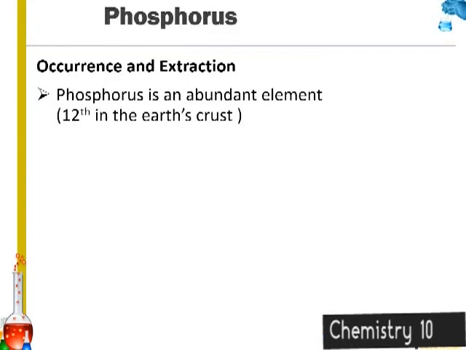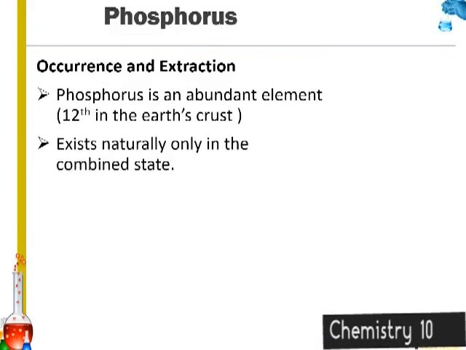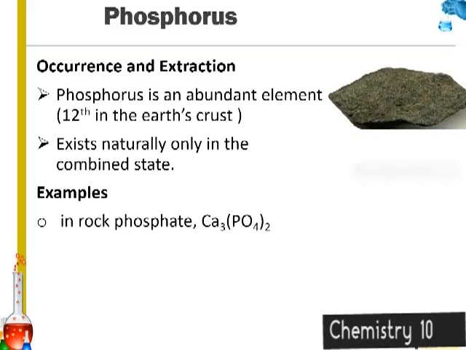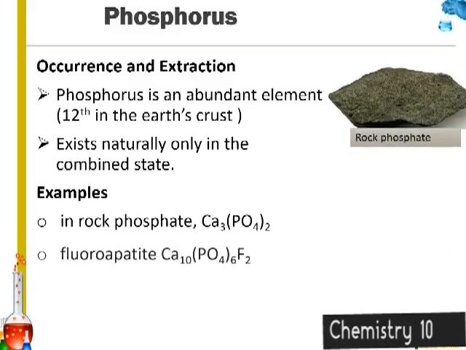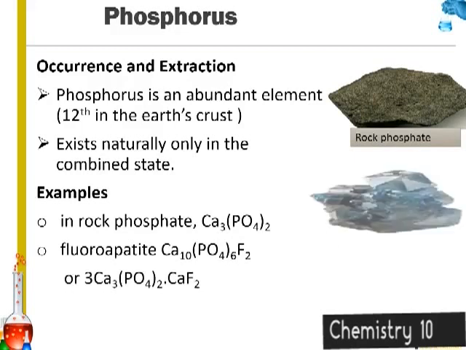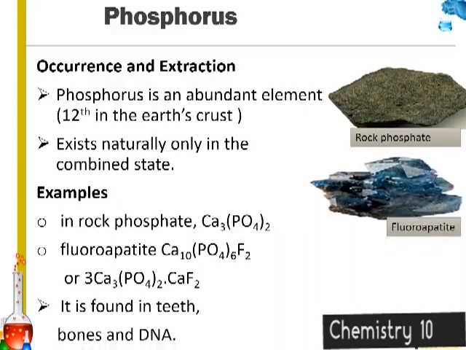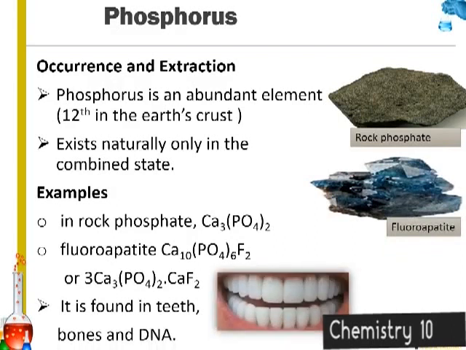Now we'll move on to talk about phosphorus. Phosphorus is an abundant element ranked 12th in abundance in the Earth's crust. It exists naturally only in compound form. Examples of these compounds include rock phosphate, fluoroapatite, and it is also found in teeth, bones, and DNA.